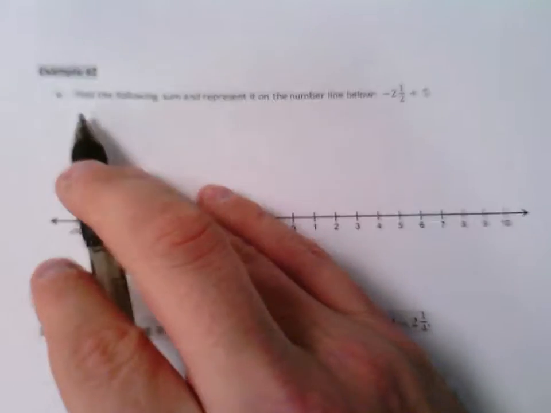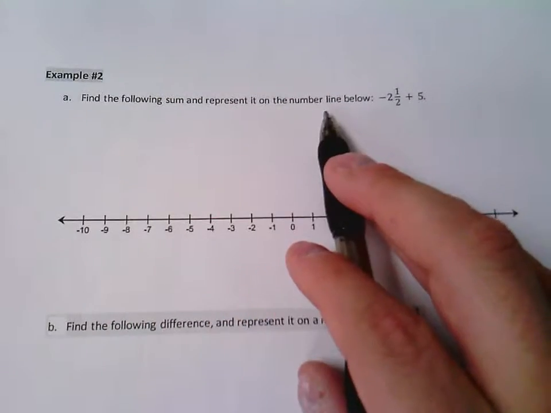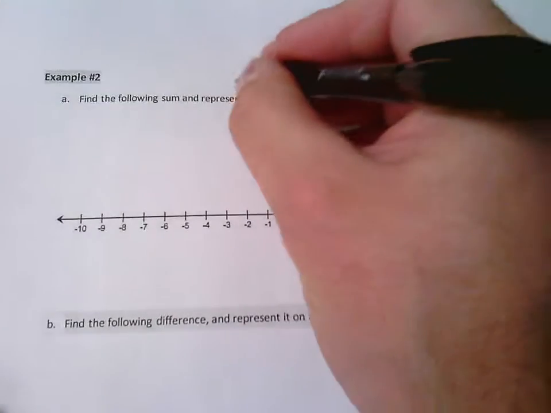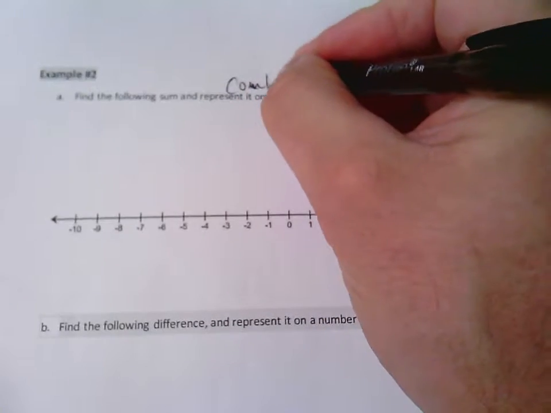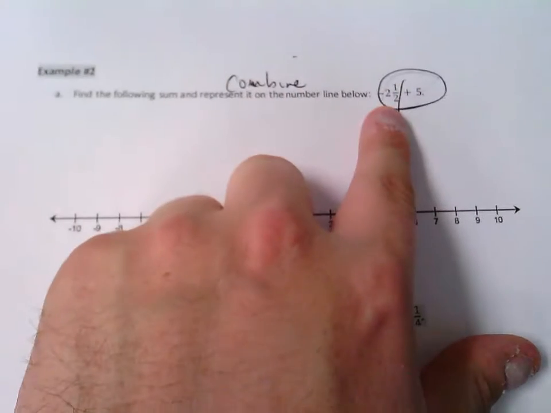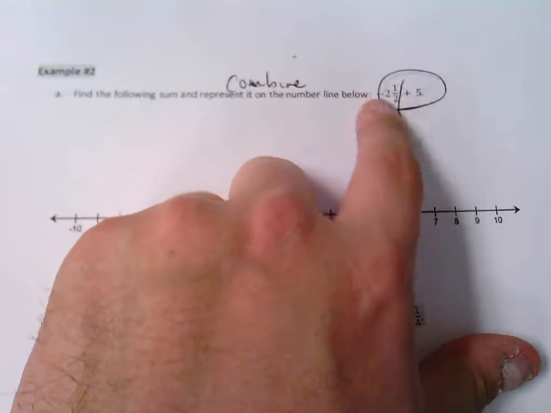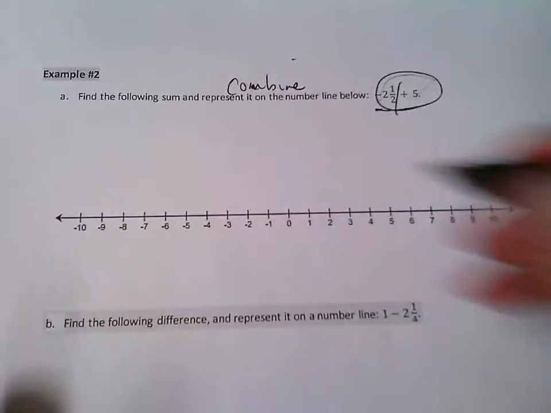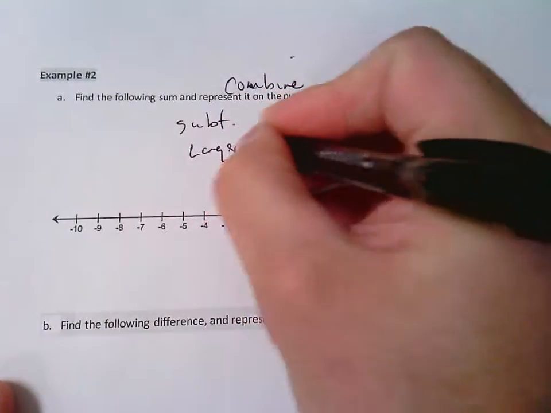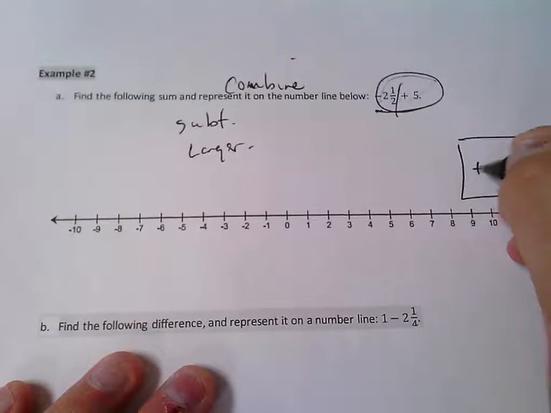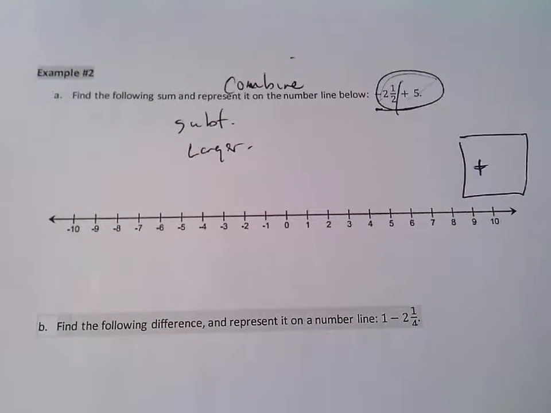Find the following sum and represent it on a number line below. All right, so we've got sum, basically combined. We've got a negative 2 1/2. We have a plus 5. We have two different signs, which means that we're going to subtract and keep the sign of the larger. So I know automatically, and this is one thing we could talk about, is getting that sign first. I know I started off talking about it and I got away from it. I know the answer is positive. And I know that I'm really going to subtract these.